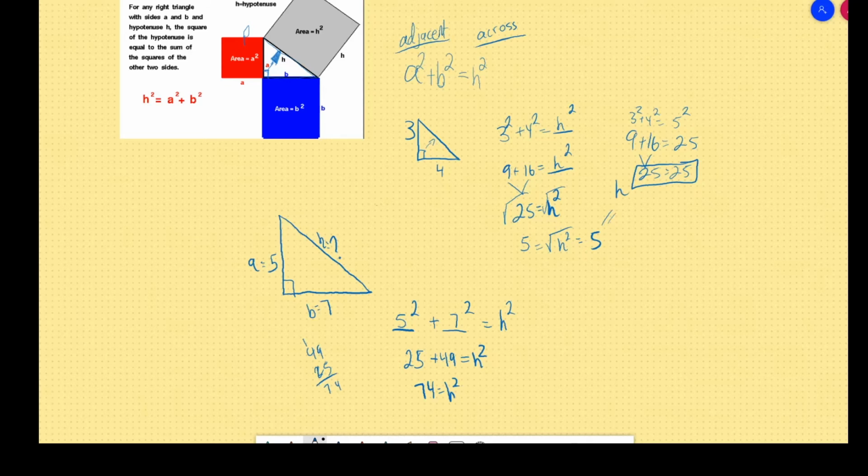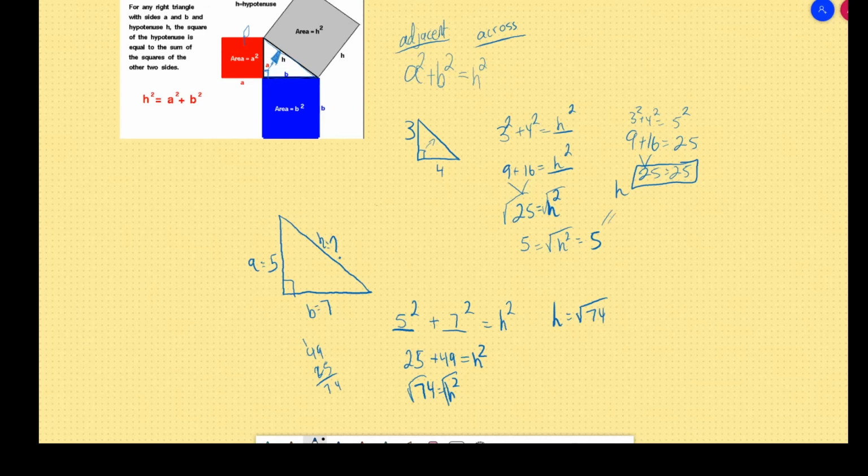Well, it still doesn't tell us what H is, right? But again, like this problem up here, we take the square root of both sides so we can get the H by itself. So then we have H equals the square root of 74. I know what you're thinking. You're like, well, now, Mr. Gardner, come on now. This isn't one of those squares we should have memorized. Well, you're right. But in the last lesson, we did talk about how to approximate squares.